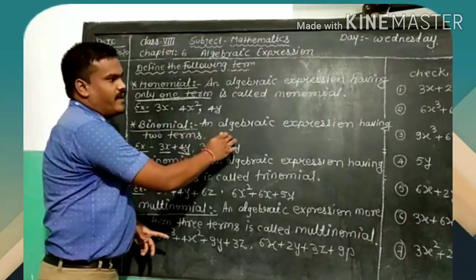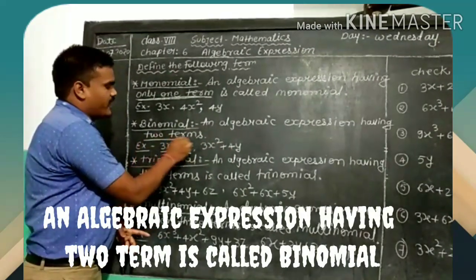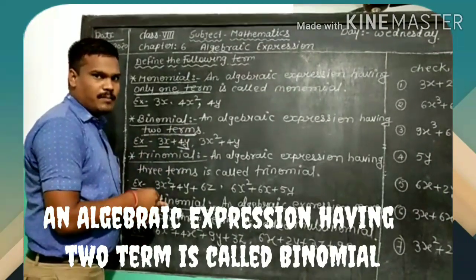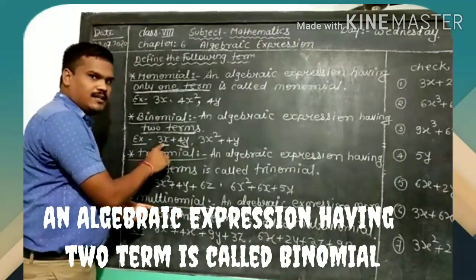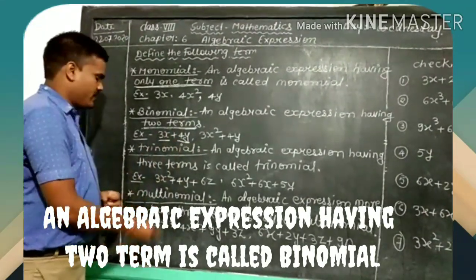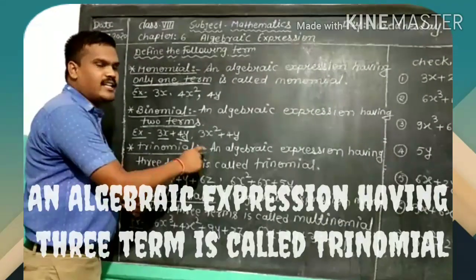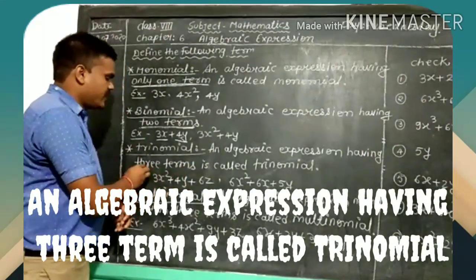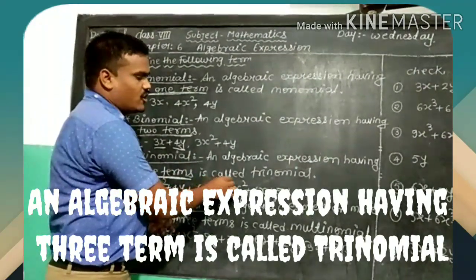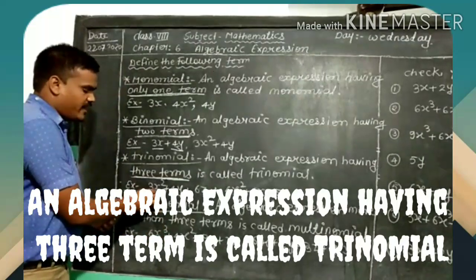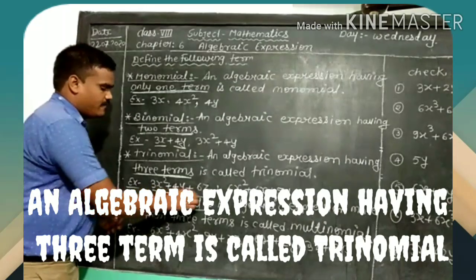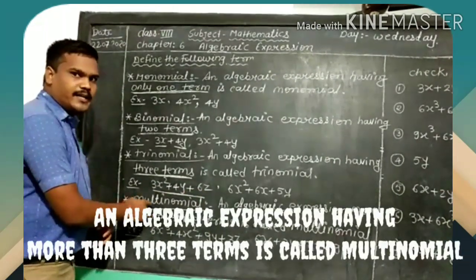Binomial: an algebraic expression having two terms. If you are looking at two terms, then this is called a binomial. Like this, 1 and 1, total two terms. This is called a binomial. Trinomial: an algebraic expression having three terms. If you are looking at three terms, this is called a trinomial. Example here, 1, 2, 3. This is called a trinomial.